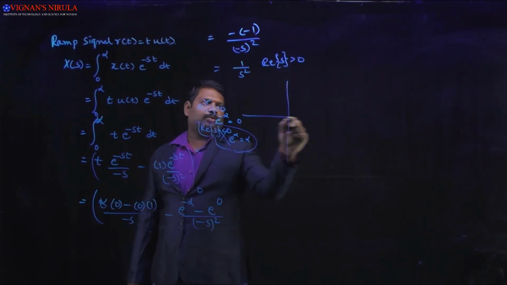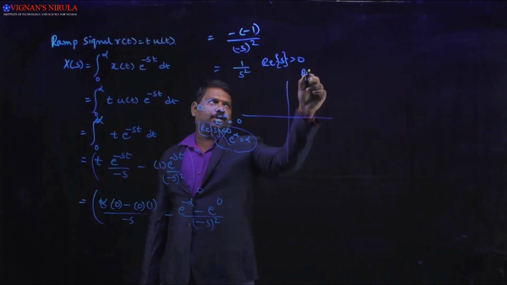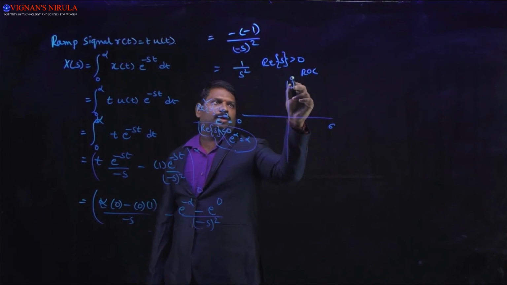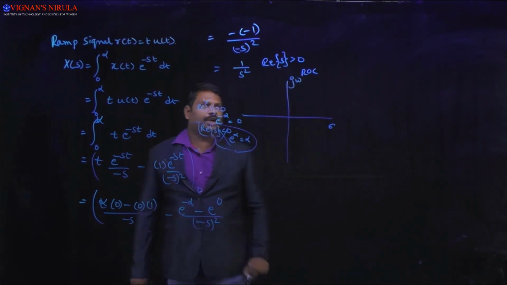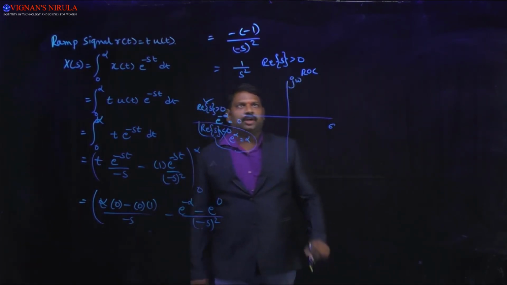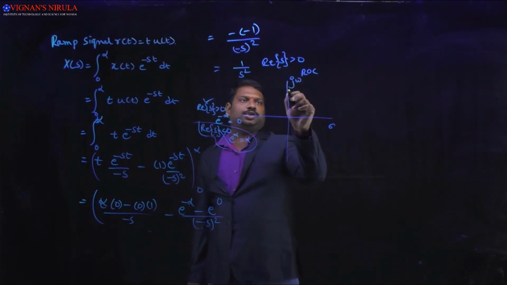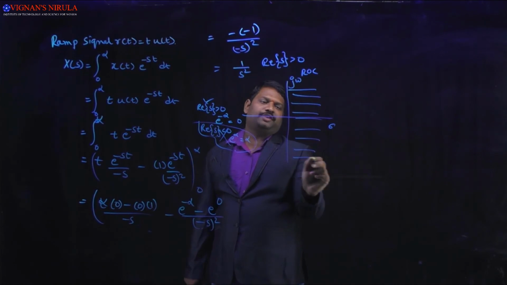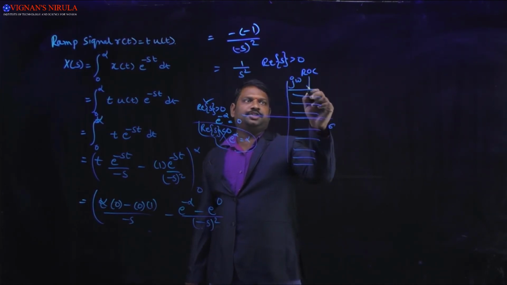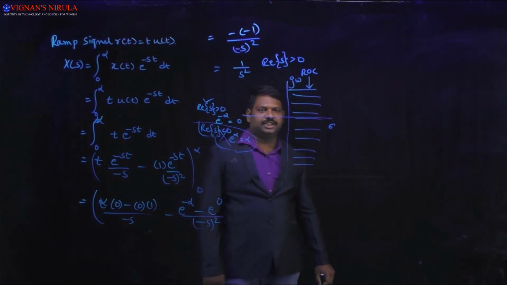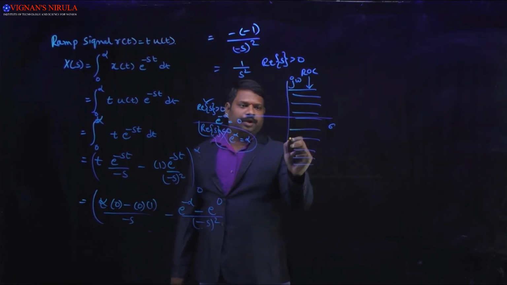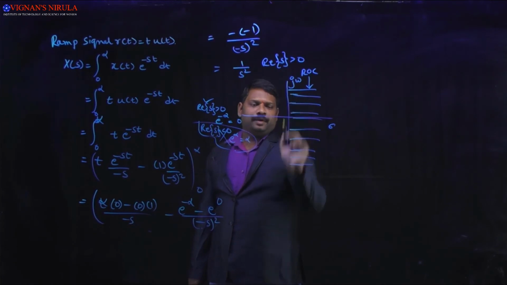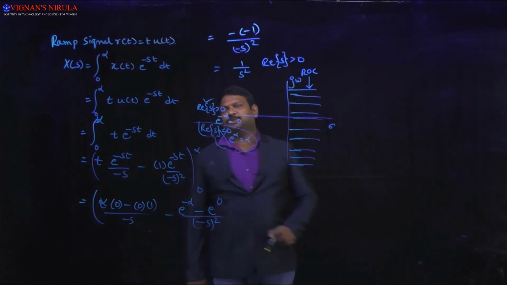The ROC, the region of convergence, is plotted by taking sigma on the x-axis and j omega on the y-axis. As Re of s is greater than 0, this entire region is our region of convergence. When it is greater than 0, it must be greater than 0. That is the ramp signal.